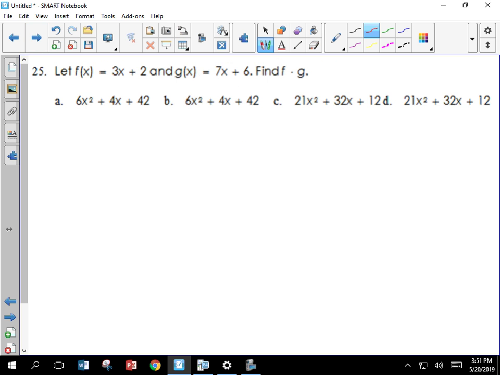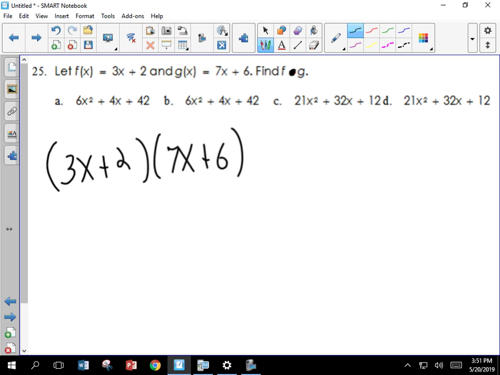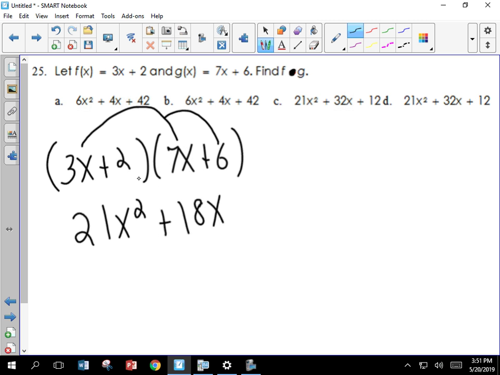25. This is filled in. We talked about this a lot. That means multiplication, so we're going to multiply these two together. 3x plus 2, 7x plus 6. We're just going to FOIL. 3x times 7x, 21x squared, plus 18x. Next one, this one times 7x plus 14x, and then 2 times 6 plus 12.